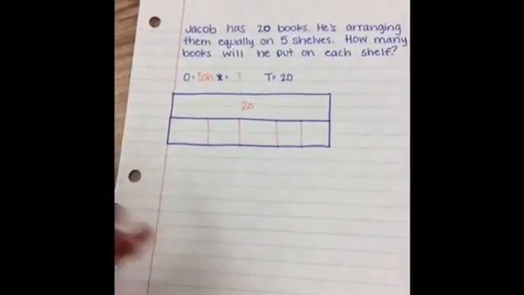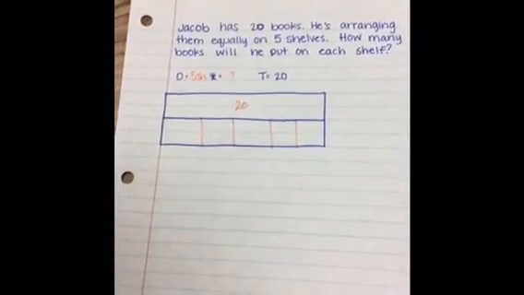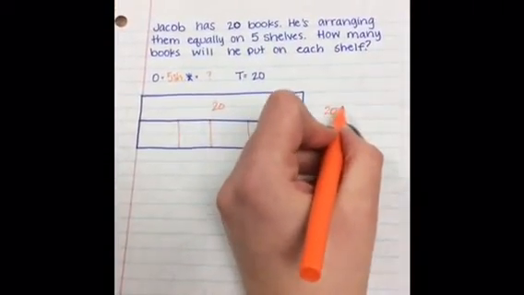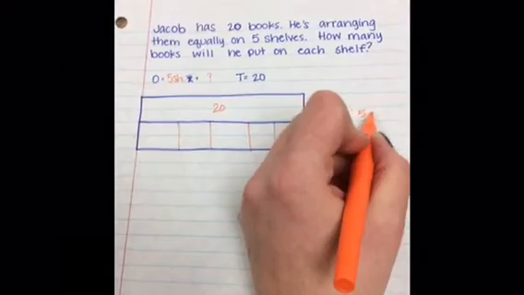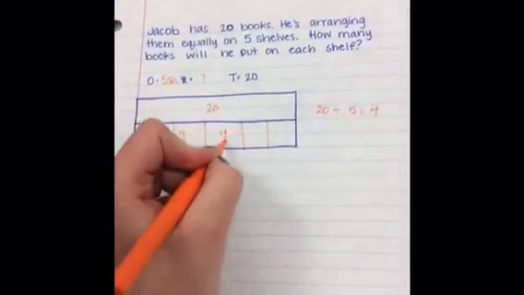And we want to know how many. So there's 1, 2, 3, 4, 5 groups. How many go in each group? 20 divided by 5 equals 4. So there's 4 books on each shelf.